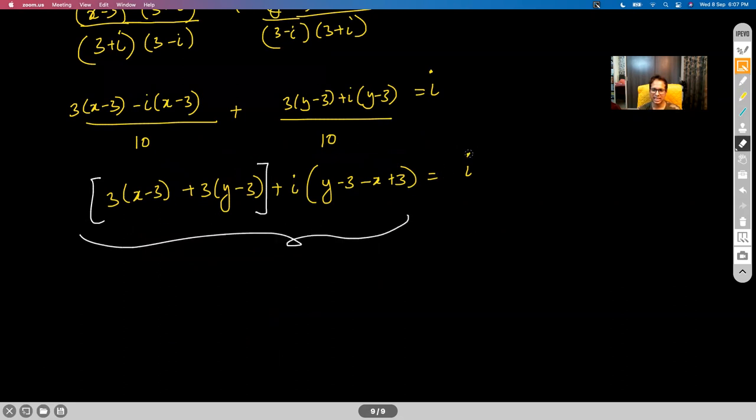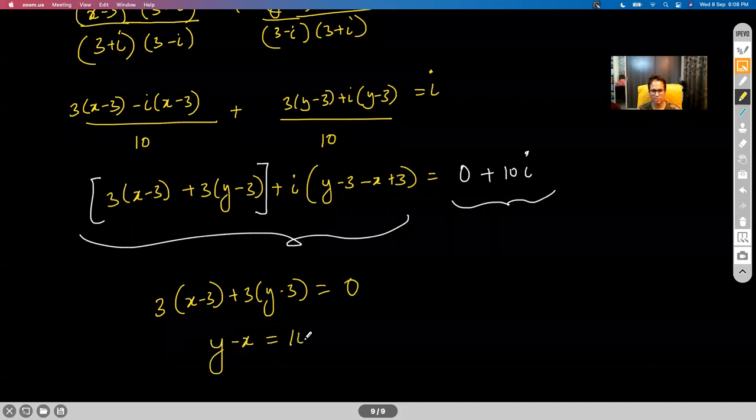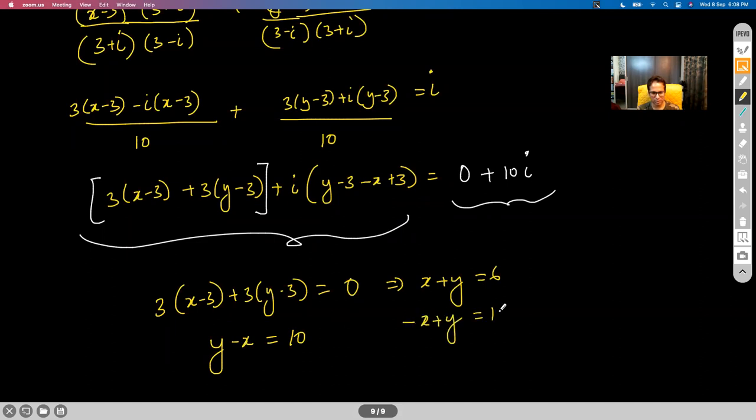By the way, 10i, I'll write it in a slightly fancy way, 0 plus 10i. So this is another complex number. So when you're comparing two complex numbers, real will be compared with the real. That means this will be compared to 0. And this operation, which is supposedly giving me only y minus x, this will be compared to 10. So from this operation, I get x plus y is equal to 6. And from this operation, I get minus x plus y is equal to 10.